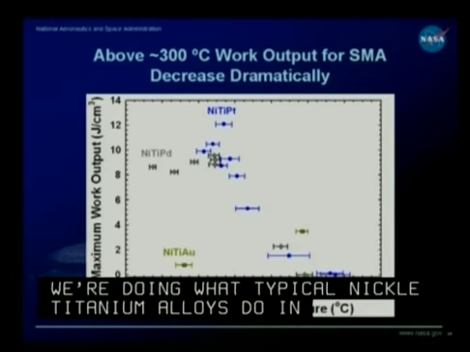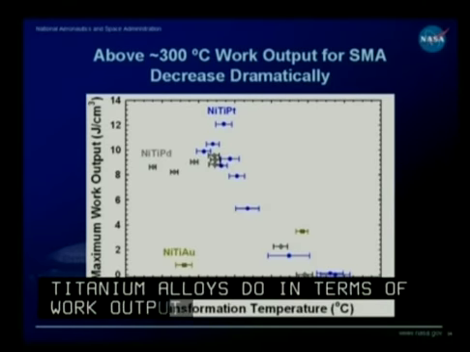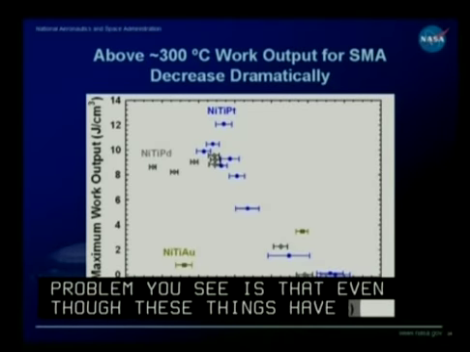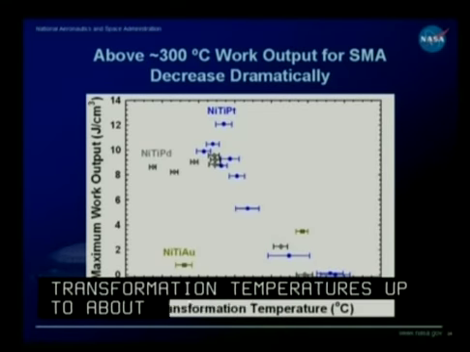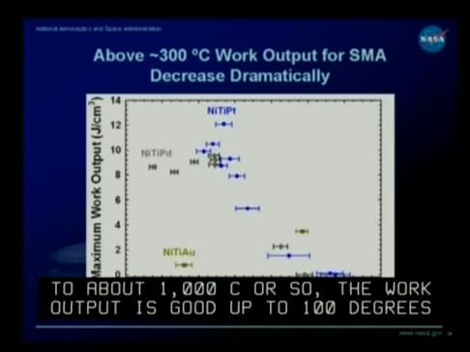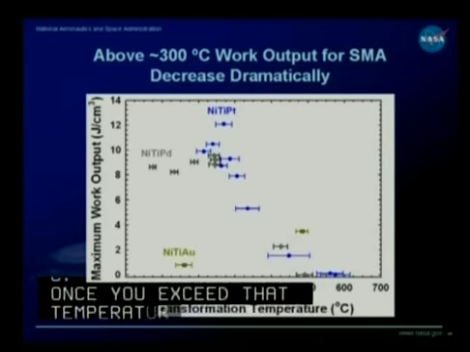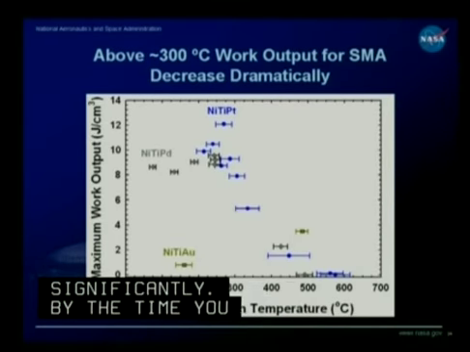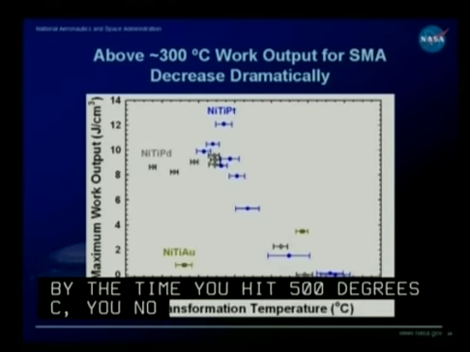The problem, you see, is that even though these things have transformation temperatures up to 1,000 C or so, the work output's only good up to about 300 degrees C, and once you exceed that temperature, your work capability drops off significantly. By the time you hit 500 degrees C, you have no work output at all from these materials. So if I could have the next slide.